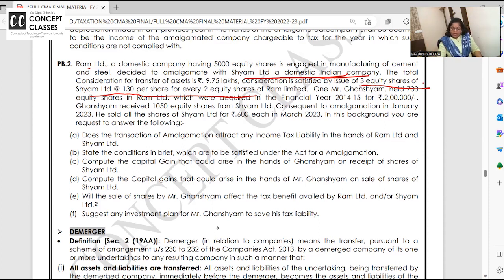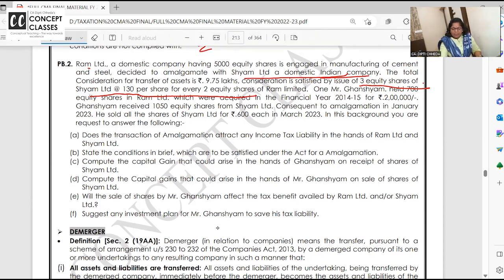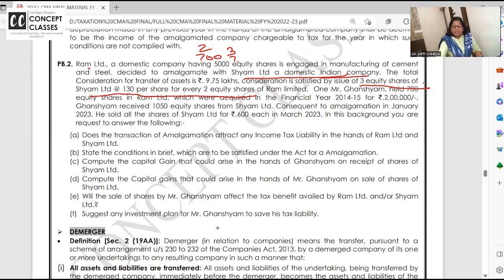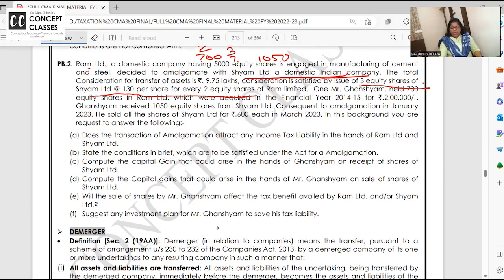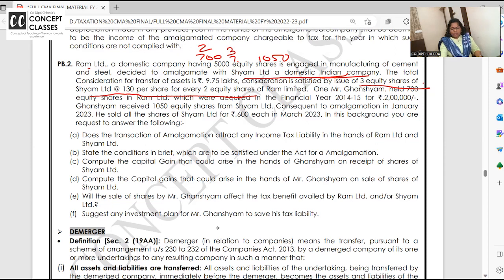Language is clear. One Mr. Ghanshyam has held 700 equity shares. He is getting 3 for 2, so for 700, how many will he get? Do it in your calculator. 700 into 3 divided by 2. 1050 shares. For 2 shares of Ram, you are getting 3 shares, so for 700 shares, 1050 shares. Mr. Ghanshyam is holding the shares from 1415. Ghanshyam received 1050. Now this they have given, otherwise you can calculate also.